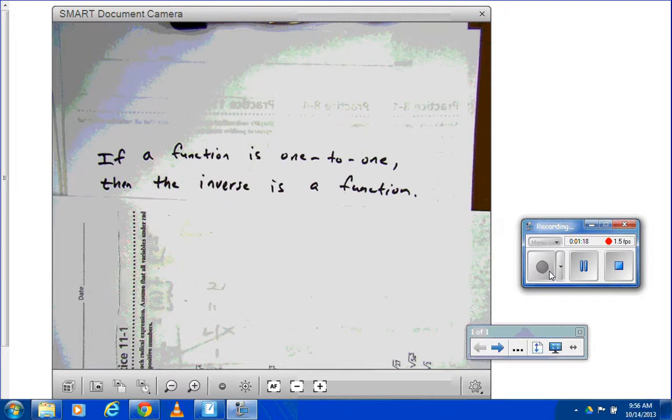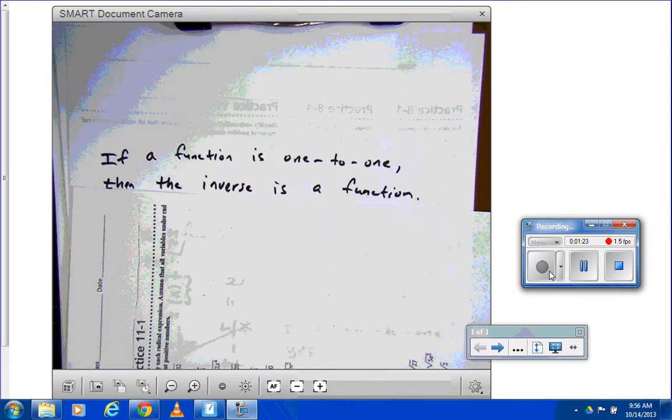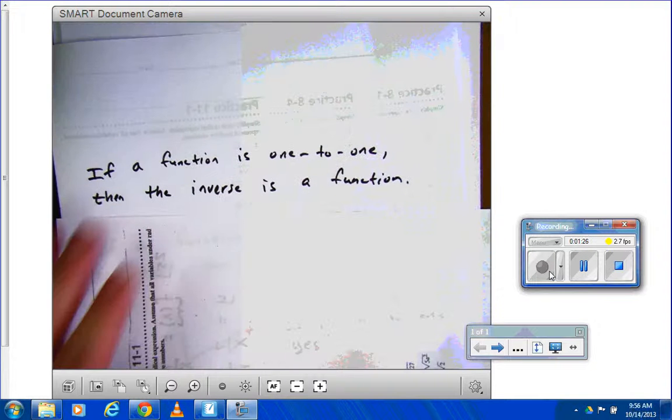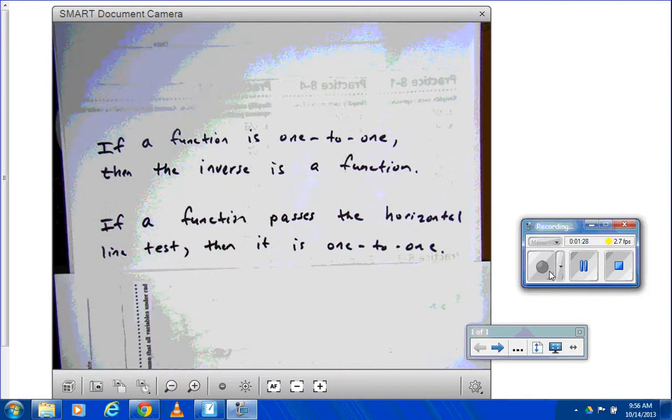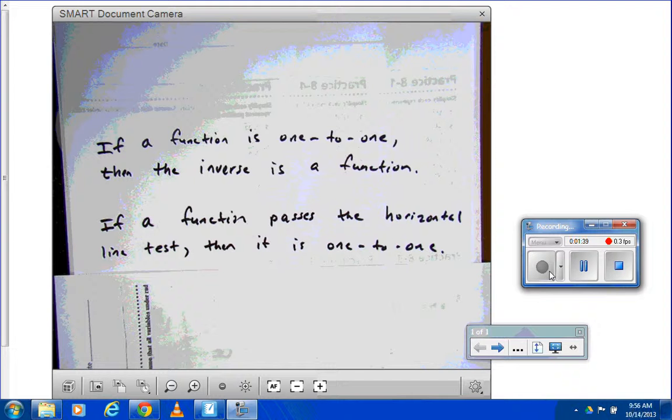We might just look at a brief thing with that. Now, here's what we're getting to here. If a function passes the horizontal line test, then it is 1 to 1. Okay, so we all know what the vertical line test is. Now we're just flipping it and going the other way.